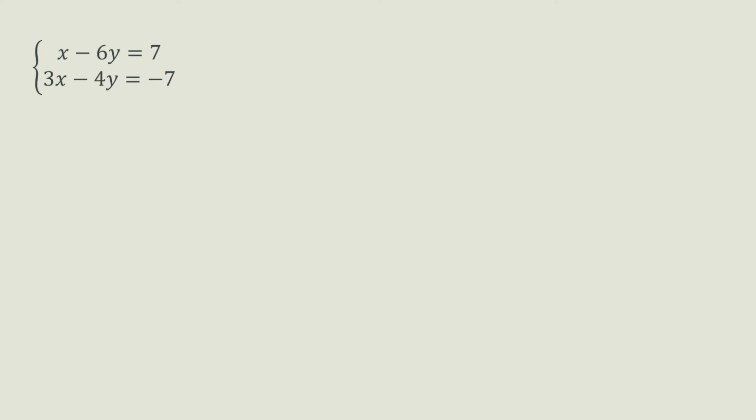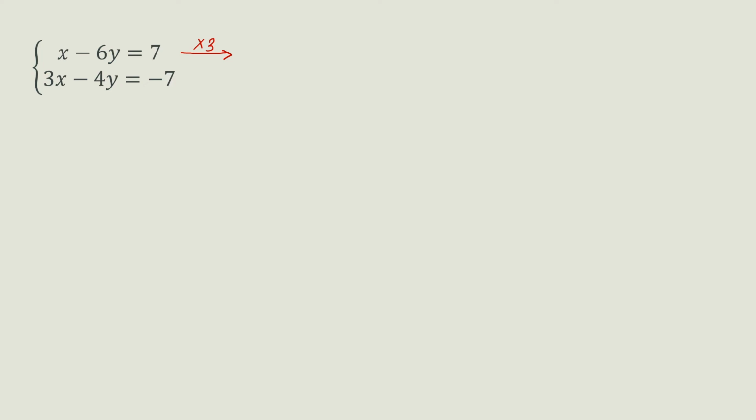We need to make one of the coefficients of either the x or the y the same, or with opposite sign. If we look at this one, we can just make the coefficient of x the same. It's easier. We can just multiply 3 to the first equation, and then it would be the same as the coefficient of x in the second equation. So let's do that one. Again, we will multiply by 3.